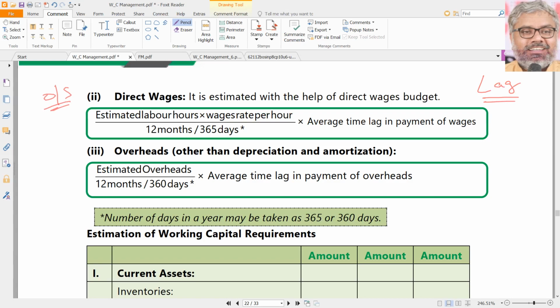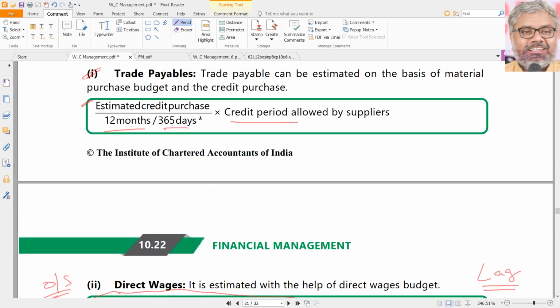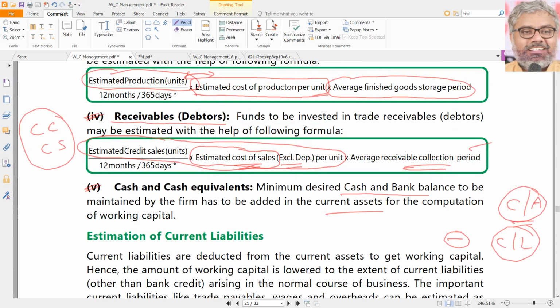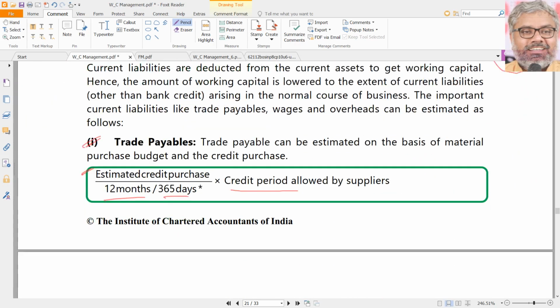How? Labor cost, whichever way. If it is given on an hourly basis, we'll do that. If it is given per unit, we'll take that. So don't learn this formula by heart, understand the concept only. Labor cost per year into average time lag in payment of wages divided by 12 or 365. So that is outstanding wages. Same way, there could be lag in payment of overheads. Whatever number of days divided by 360 or 365, multiplied with estimated overheads. So this is how current liabilities will be calculated. Current assets minus current liabilities will give us the working capital estimation.